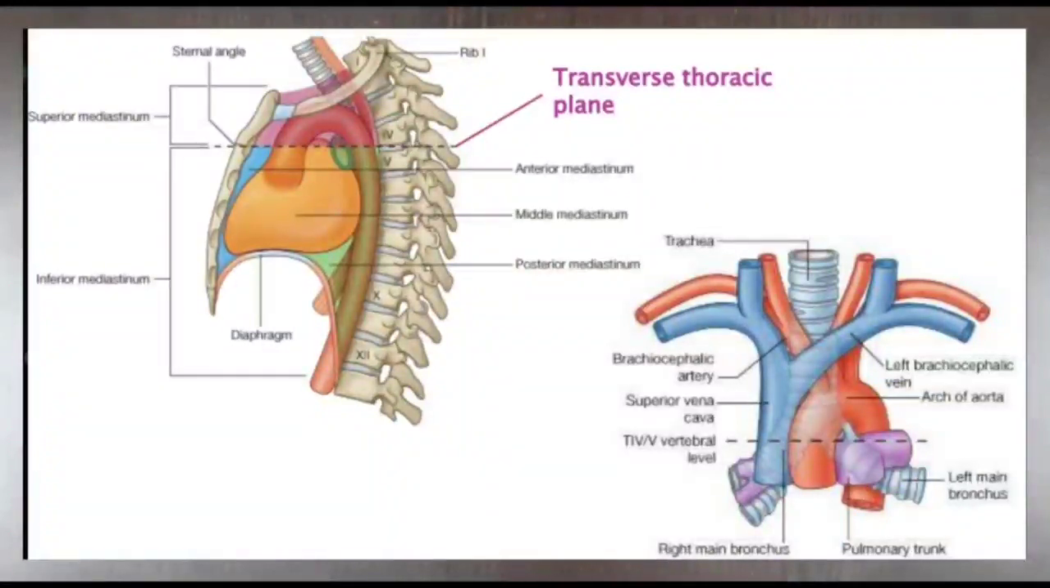Trachea bifurcates into right and left principal bronchi. Pulmonary trunk divides into right and left pulmonary arteries. Upper border of heart lies at this level. Azygous vein arches over the root of right lung to end in the superior vena cava.